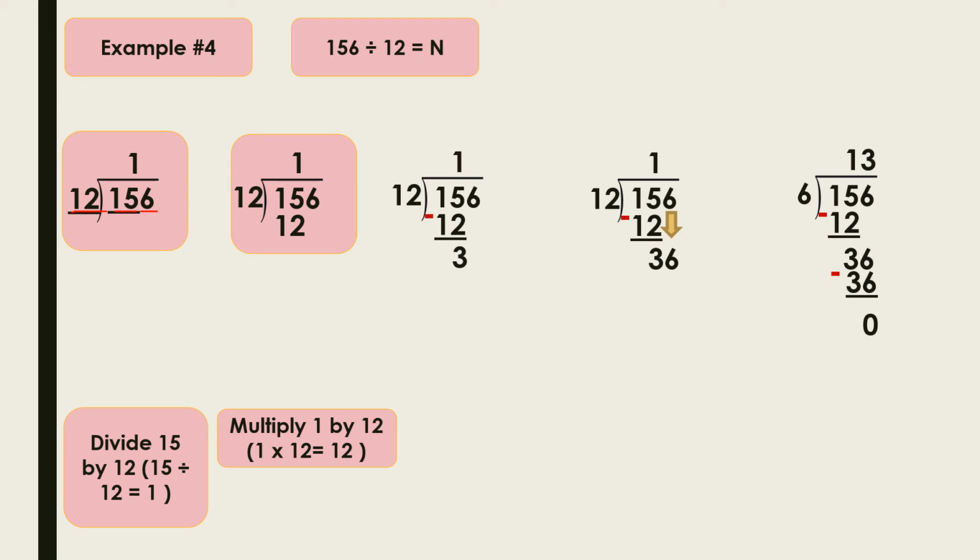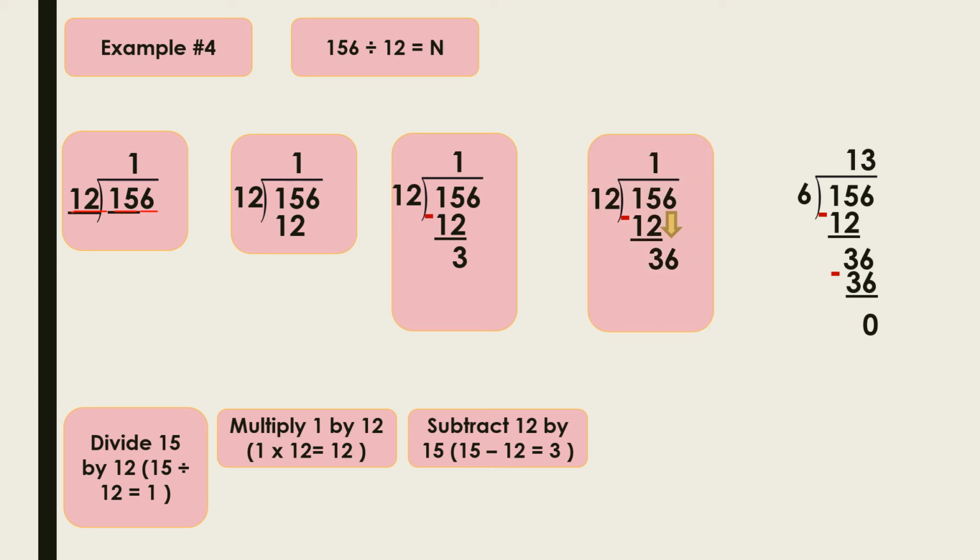Next step is you multiply 1 times 12. Okay? So 1 times 12 is equal to 12. You just write it below the 15. Next is subtract 12 from 15. So 15 minus 12 is 3. You just put it here. So again, after this, bring down. Again, repeat. After you bring down, you repeat. 36. 36 divided by 12. So that is 3.